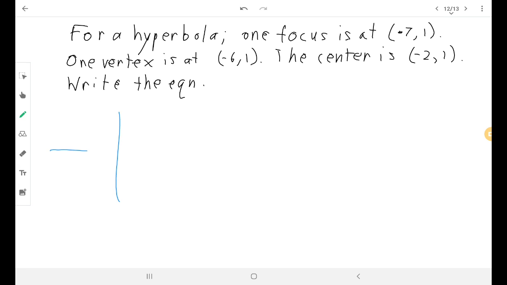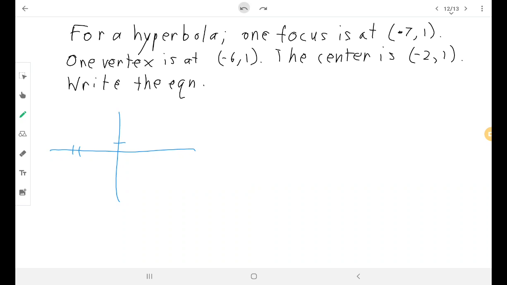So let's draw this out. I always feel that drawing these out is extremely helpful because you get to look and see how everything looks, and then you can connect that with your own knowledge, which tends to make a huge difference, right? So negative 7, 1 is one of the focus points. So let's say that's there. And then negative 6, 1 is a vertex. So there's a focus point, there's a vertex.